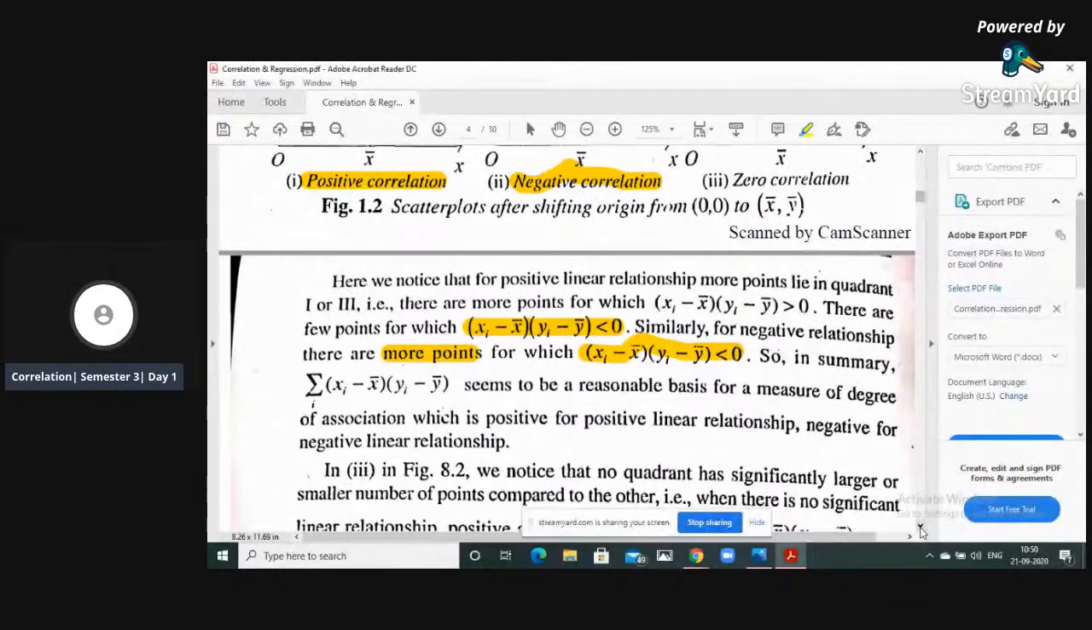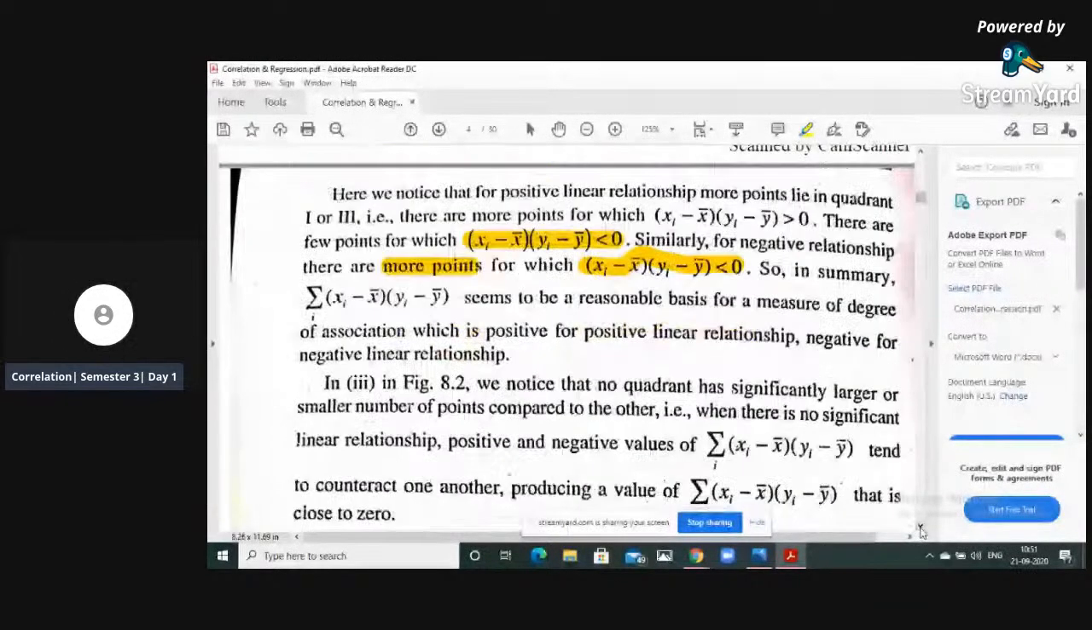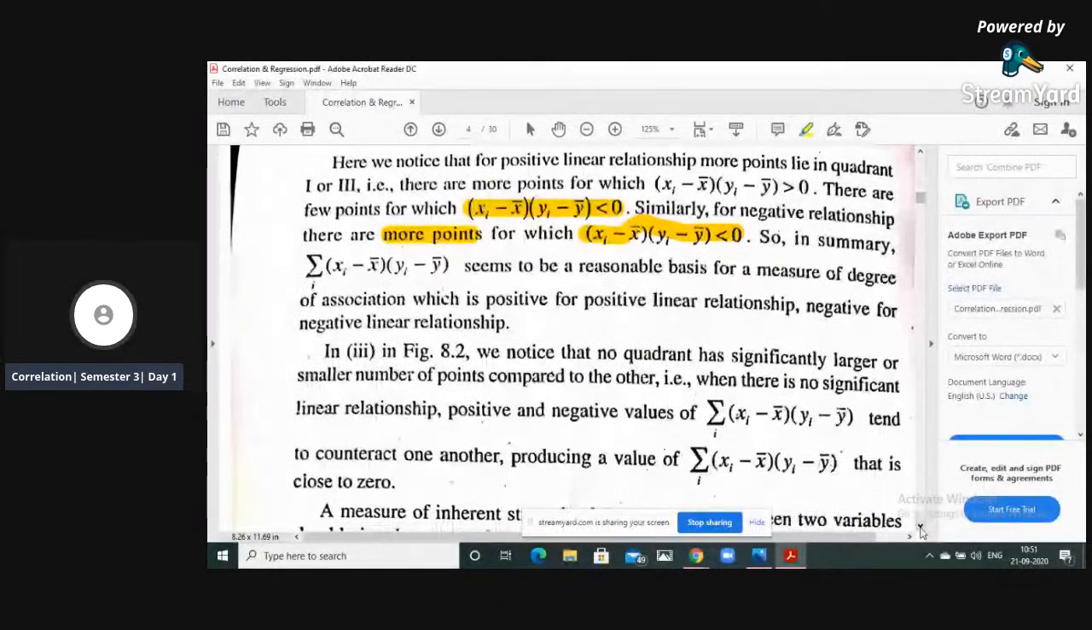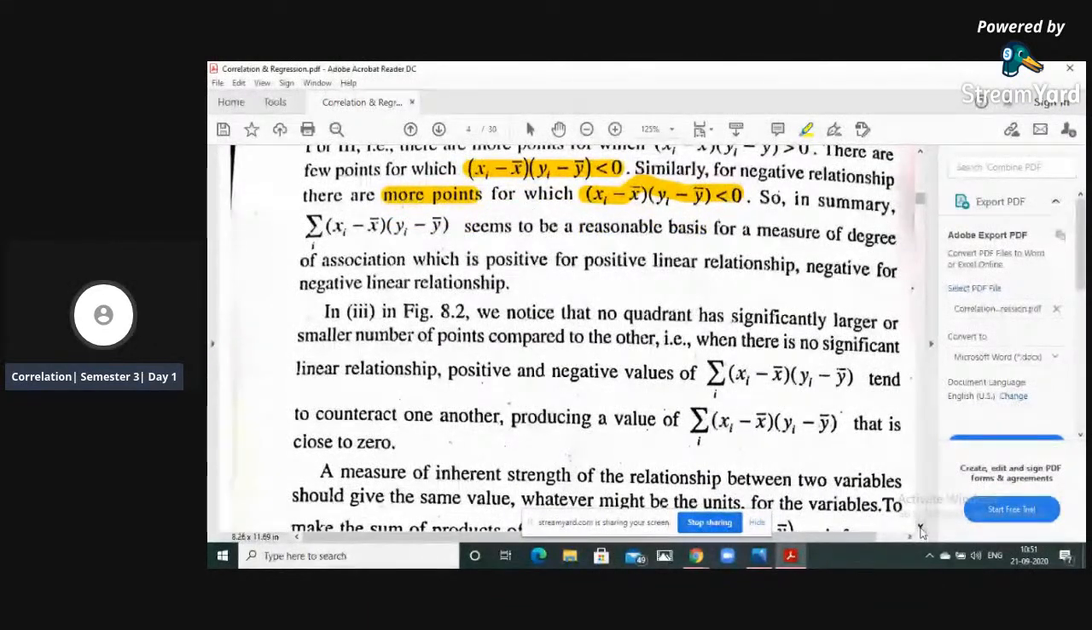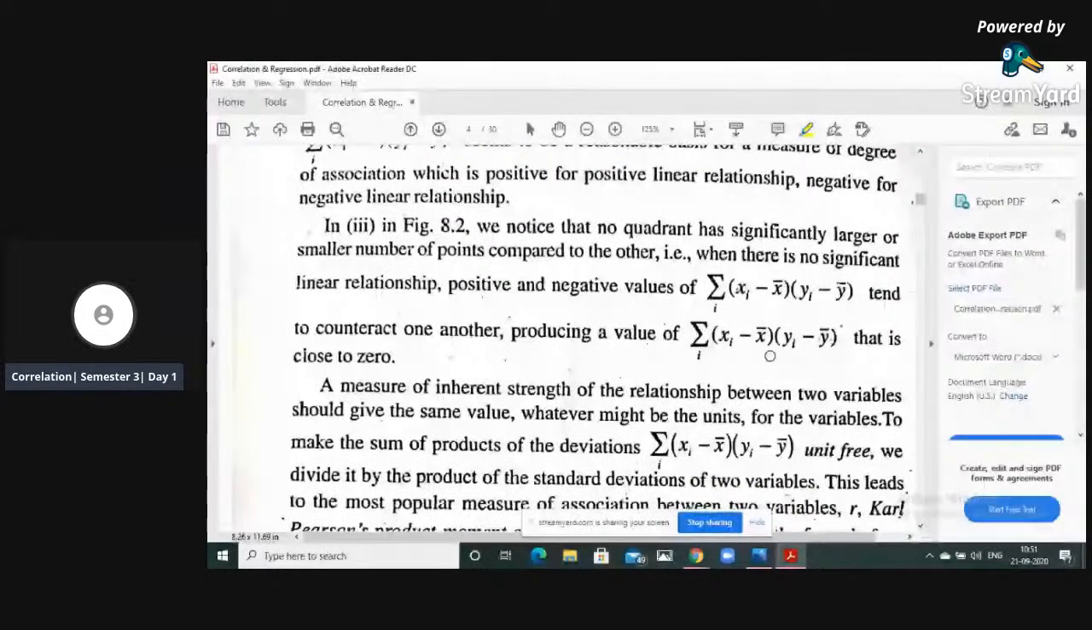In the third figure, no quadrant has significantly larger or smaller number of points compared to the other. That means there is no linear relationship. However, the positive and the negative values of xi minus x bar, yi minus y bar tend to counteract one another, producing a value of summation xi minus x bar, yi minus y bar close to 0.